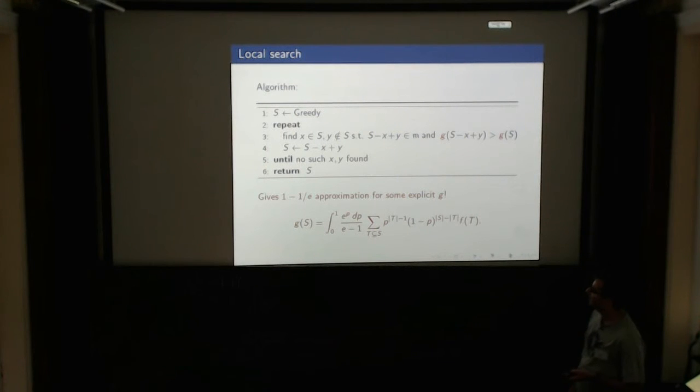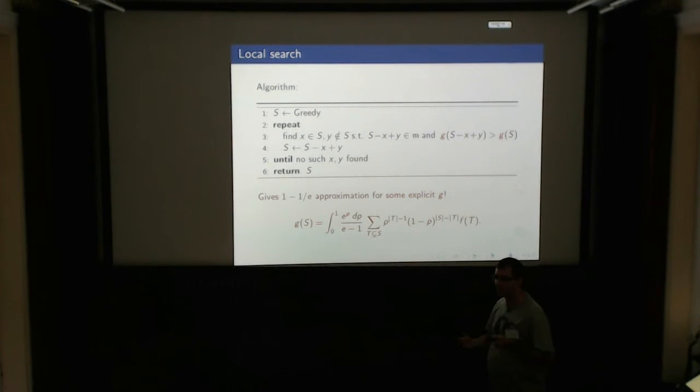There's one thing about this algorithm. So there's one simple problem. You can't actually compute this function g. So it's some sort of weighted sum of the value of the function f over all subsets of S, of which there are exponentially many. Okay, so what you do instead is you sample. And that makes this algorithm randomized. Okay, and as we will see in the next talk, we really prefer deterministic algorithms.